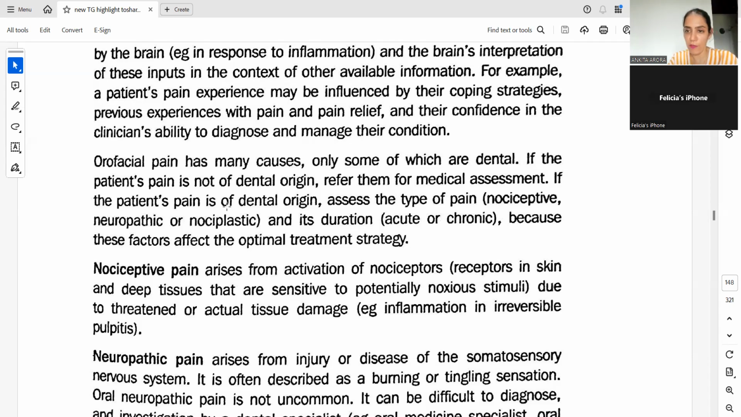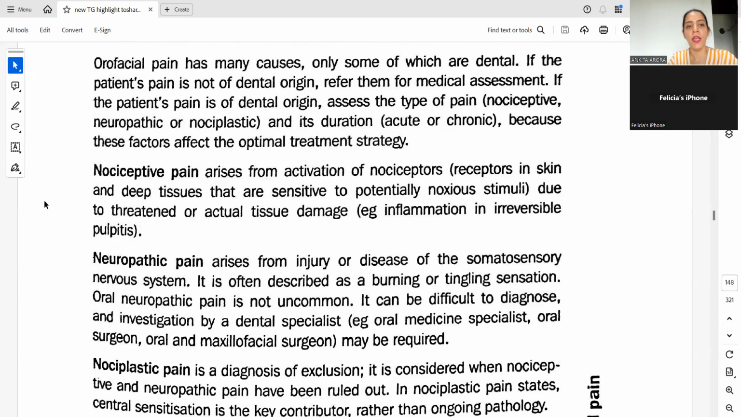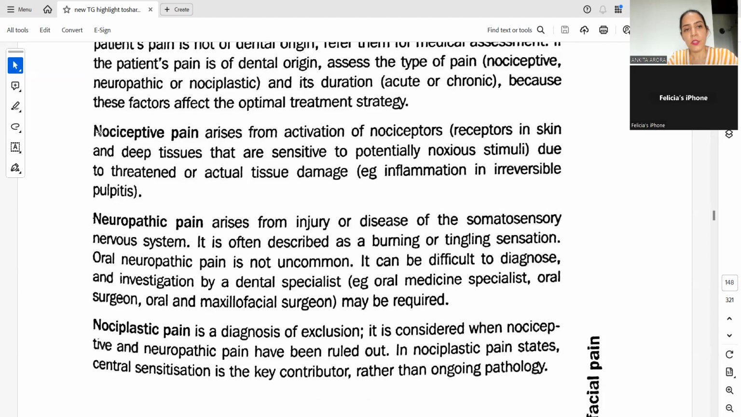So we have to first assess odontogenic or non-odontogenic. Non-odontogenic, straightaway refer for medical assessment. Odontogenic, we have to process further information, what type of pain, acute or chronic, and then come to the actual treatment strategy. Now, what are the differences between the three terms? Nociceptive pain, neuropathic pain, and nociplastic pain.